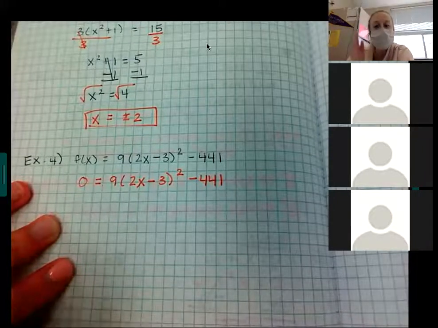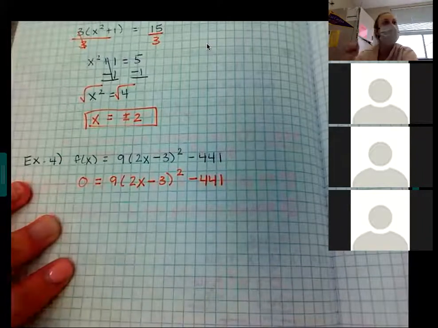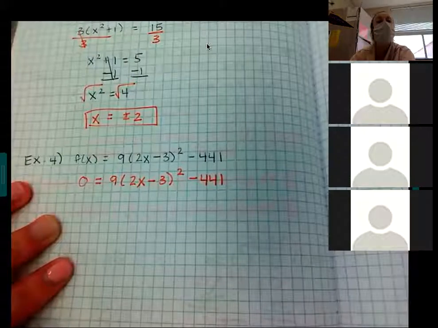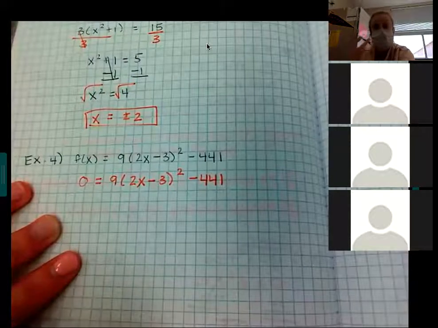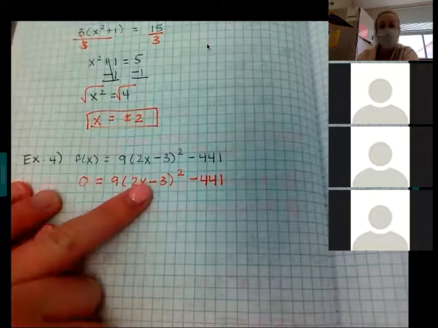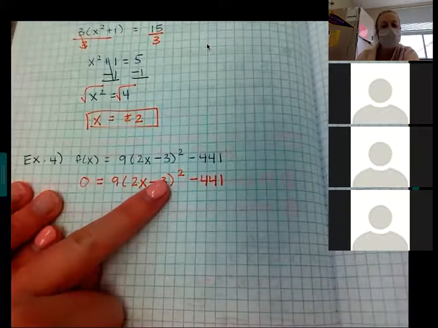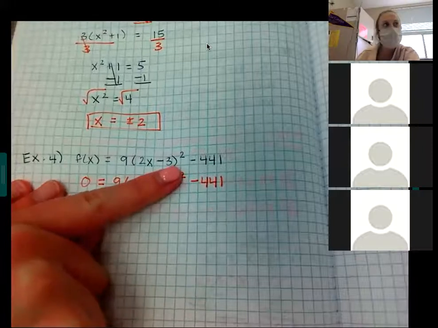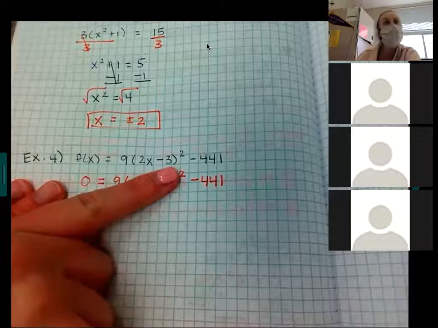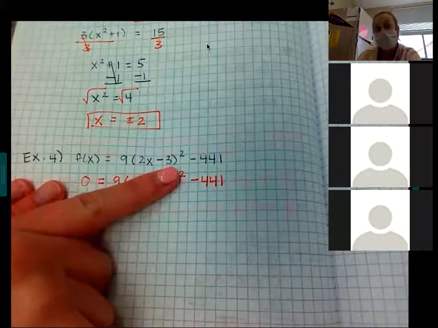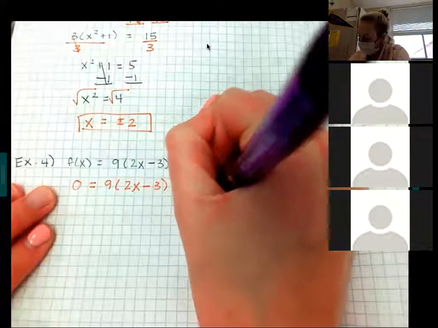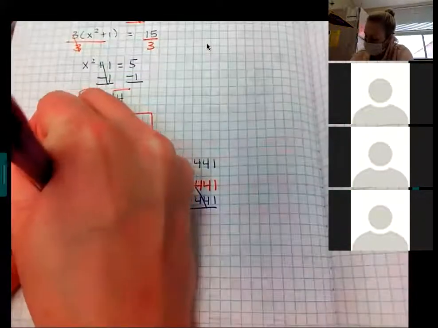If it's in vertex form, what is going to be the fastest way to solve this? Square root method. So to find the x-intercepts, use the square root method. I'm going to cover up the x squared. It's in the parentheses, so this is where I'm covering first. How do you move a negative 441? Adding. Good, y'all. Add 441 to the other side.